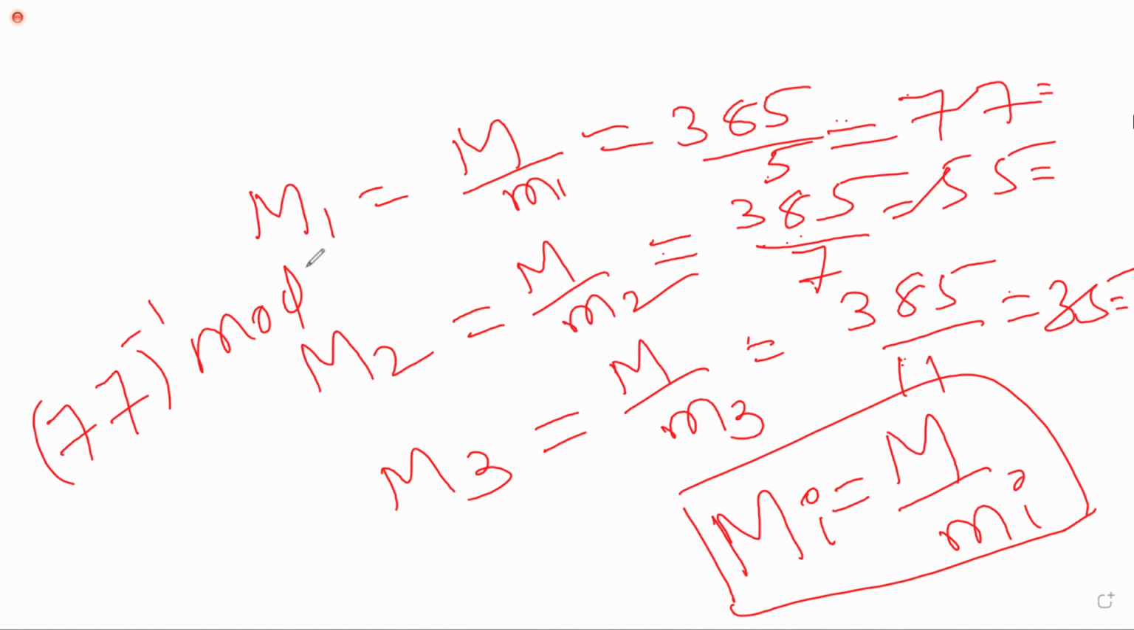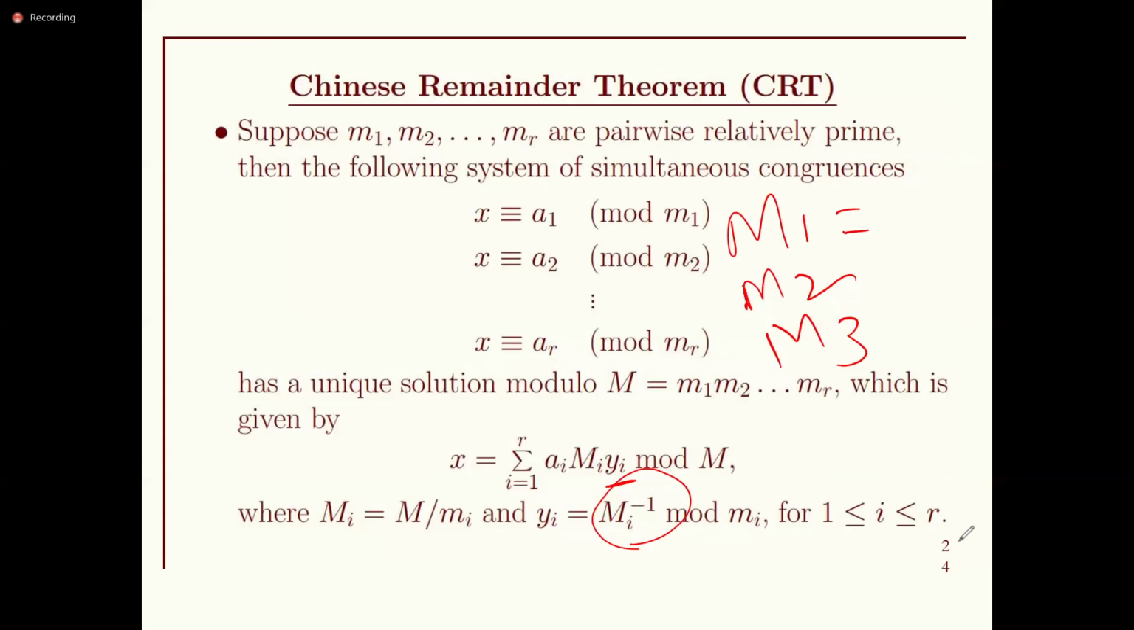capital M, which is 385. So the inverse of 77 in mod 385... Mod small m, that formula. Yi is equal to... Yes, you are right, it is mod small mi. So we'll calculate Yi, that is the inverse mod small mi.